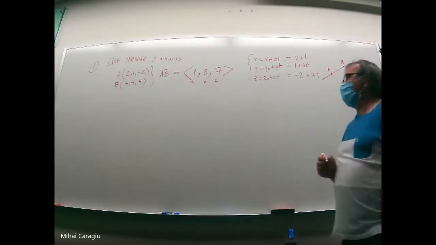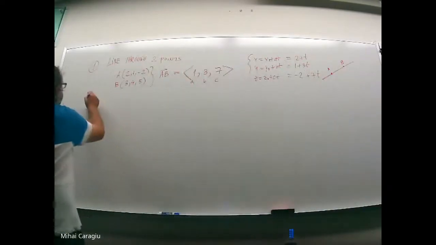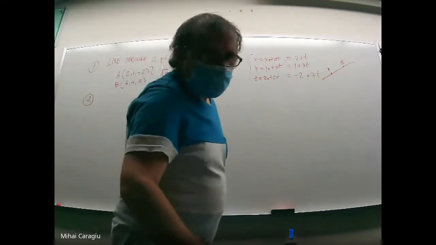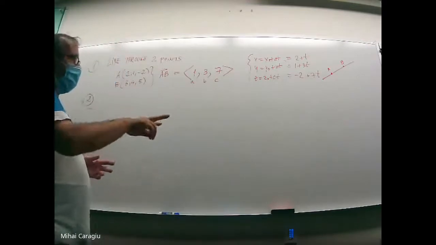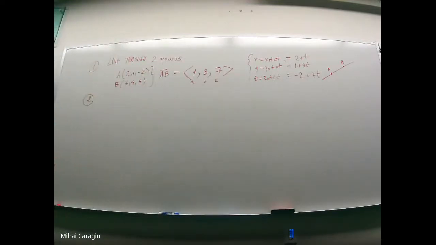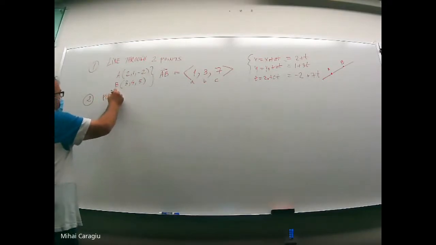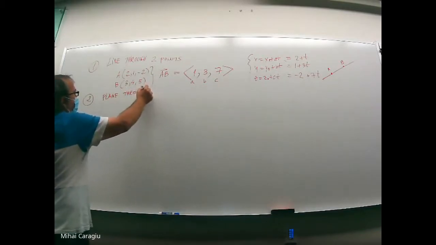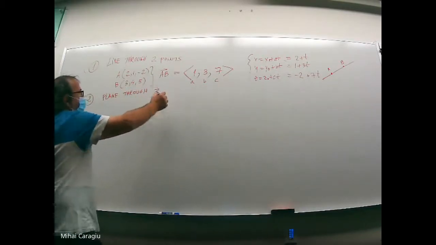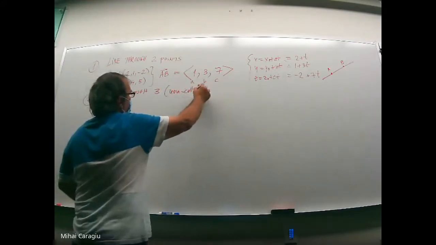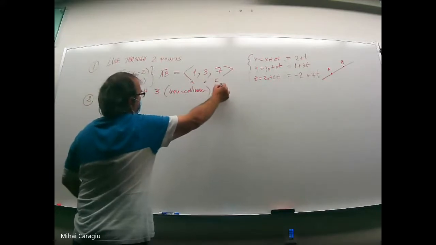Okay, second type of problem. What I got here: plane through 3 points. So line through 2 points, plane through 3 points. Of course, those 3 points are supposed not to be collinear. So plane through 3 non-collinear points.